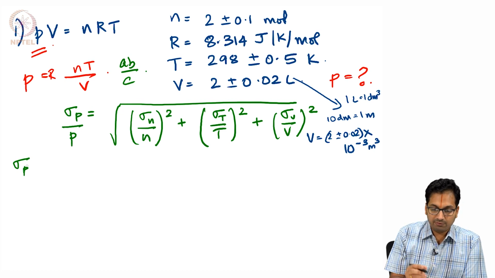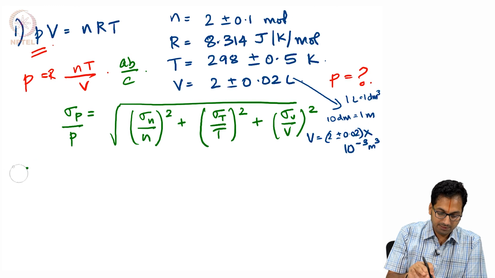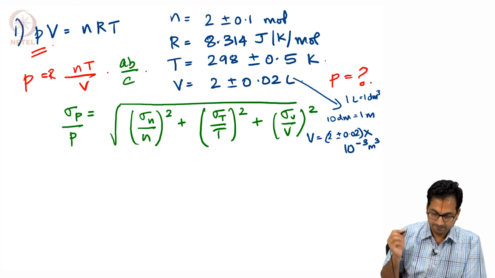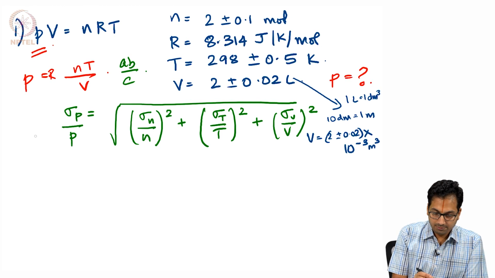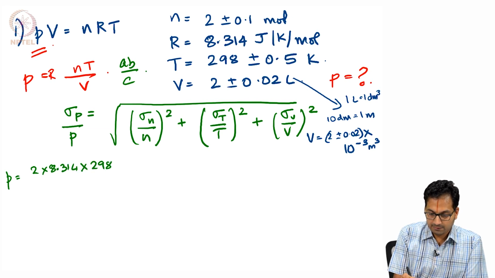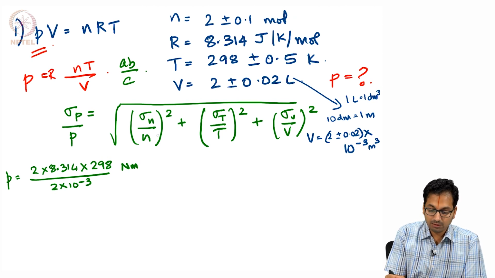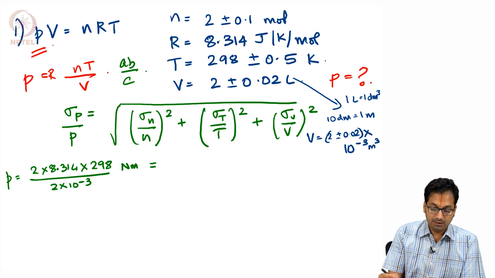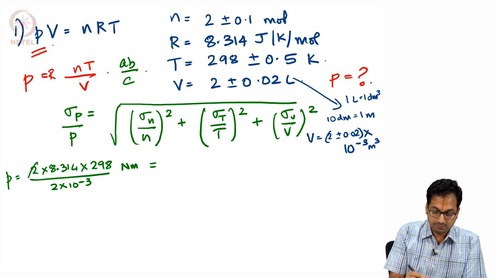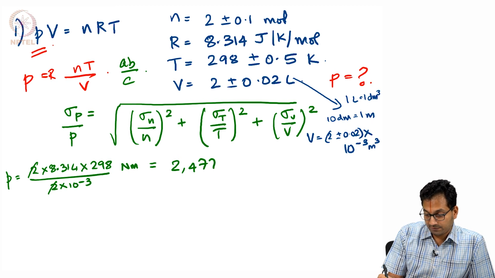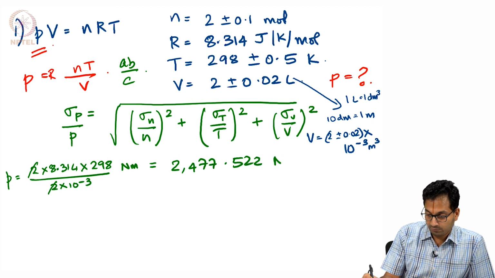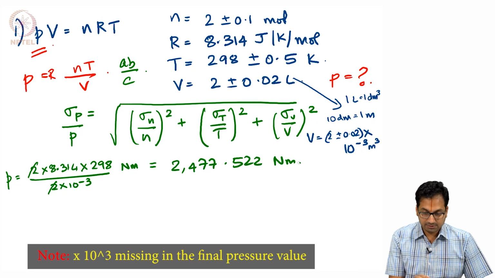First let us actually determine what is P by itself. P is going to be given by 2 into 8.314 times 298 divided by 2 into 10 to the power of minus 3. So, this will be in Newton per meter squared, which is the SI unit of pressure. So, that is going to end up as 2477.522. So, now let us calculate what is sigma P.